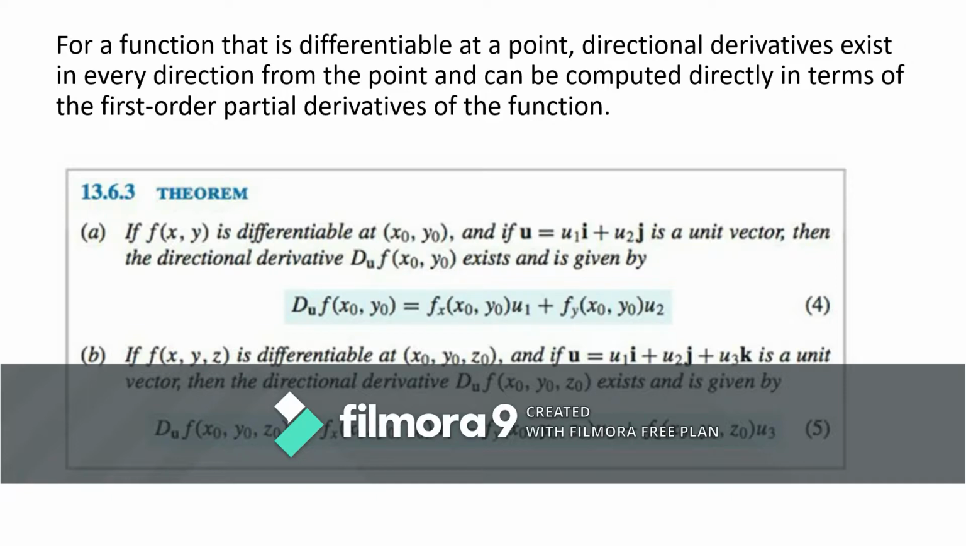And if f of x, y, and z is differentiable at x sub 0, y sub 0, and z sub 0, and if u equals u sub 1 i plus u sub 2 j plus u sub 3 k is a unit vector, then the directional derivative exists and is given by equation number 5.